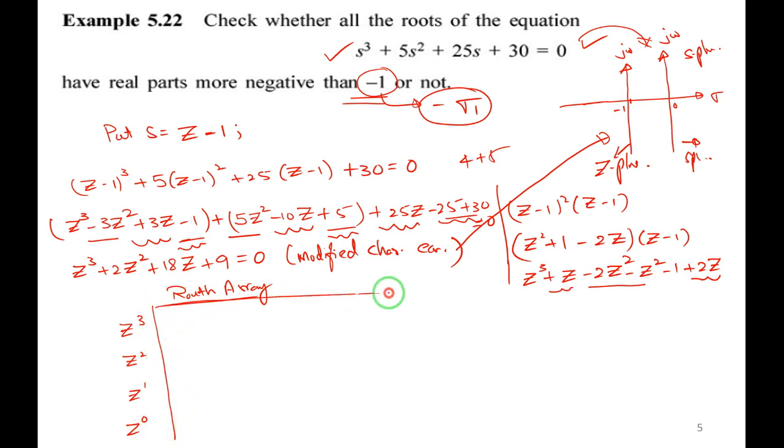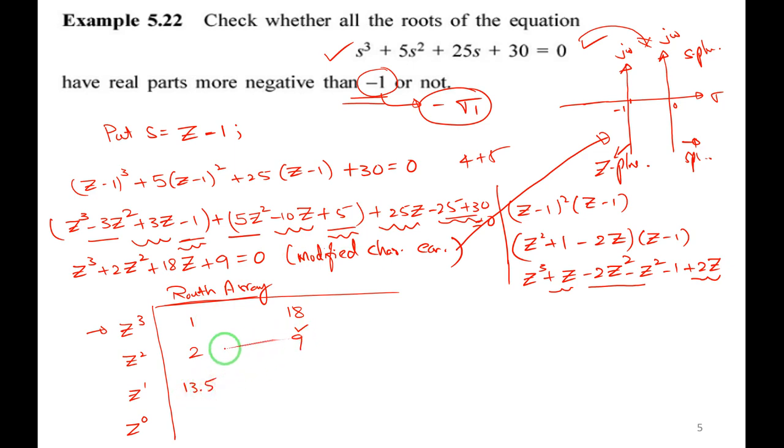Okay. So first we will fill up the odd term coefficients, 1 and 18. Next the even term coefficients, 2 and 9. 9 is the constant term, right? So only one term will be coming here. Just we will calculate this. What is that term? (2 into 18 minus 9 into 1) divided by 2. So I am getting 13.5 here.